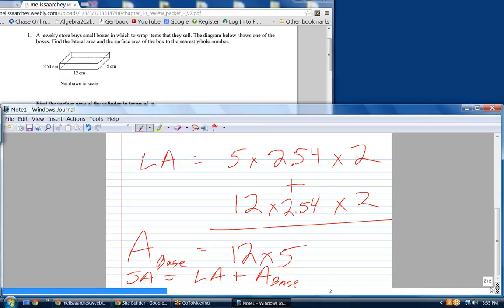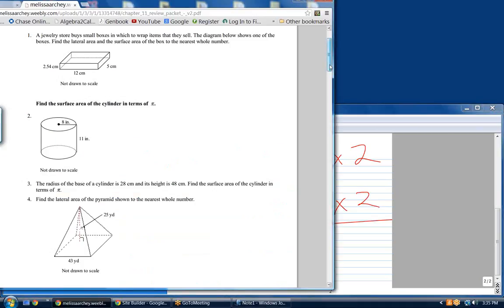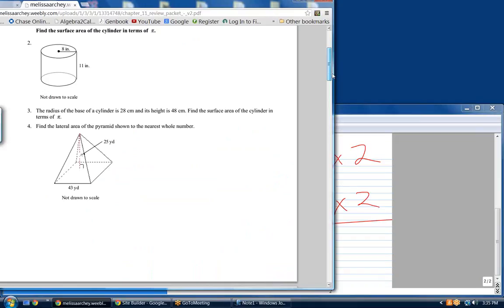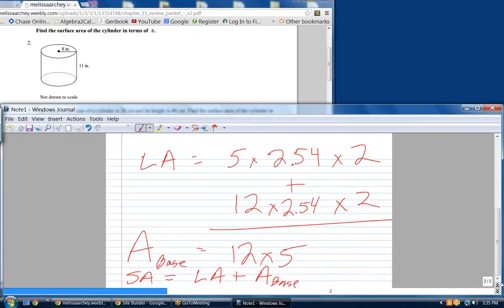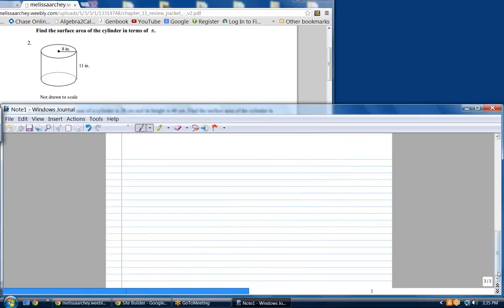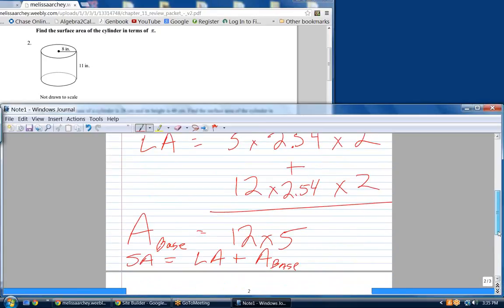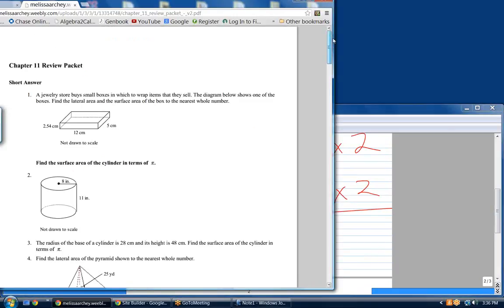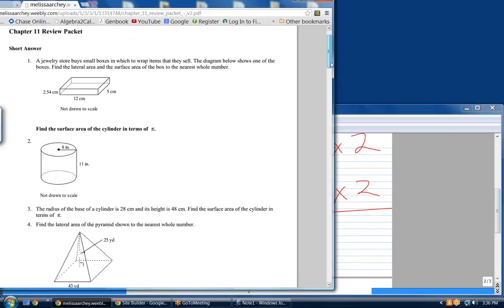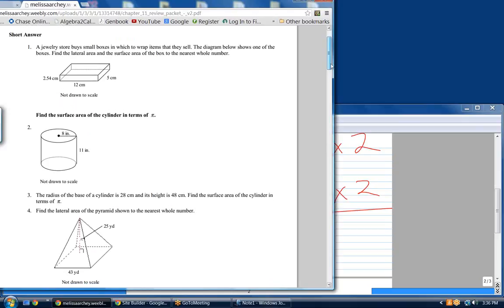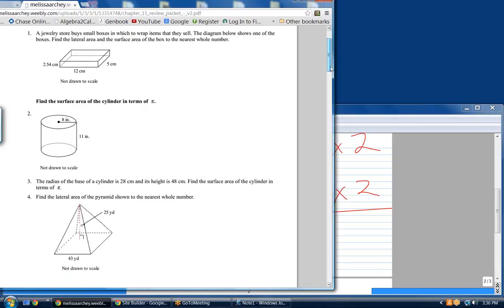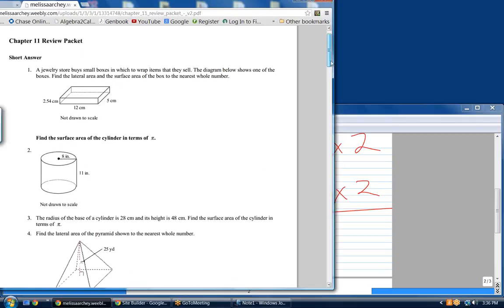The arithmetic is not of major concern to me, but the setup is. The setup is what lets me know that you know what you're doing. I see the area of the base, 12 times 5. So it comes to 120.9. It's almost better if you don't figure it out.